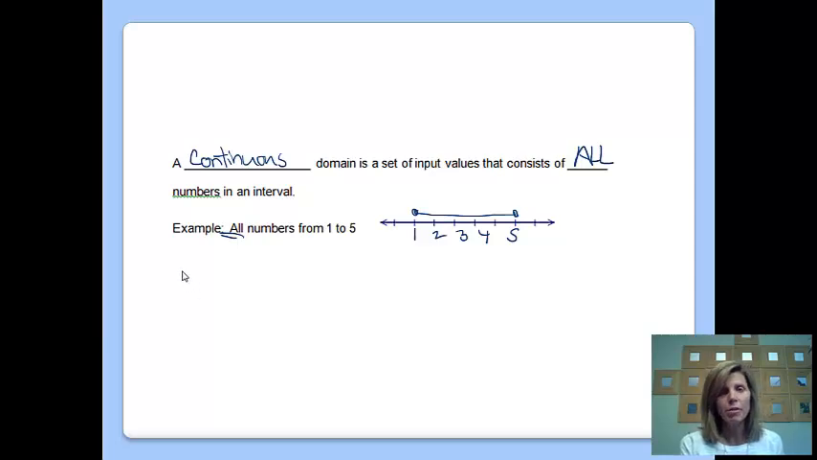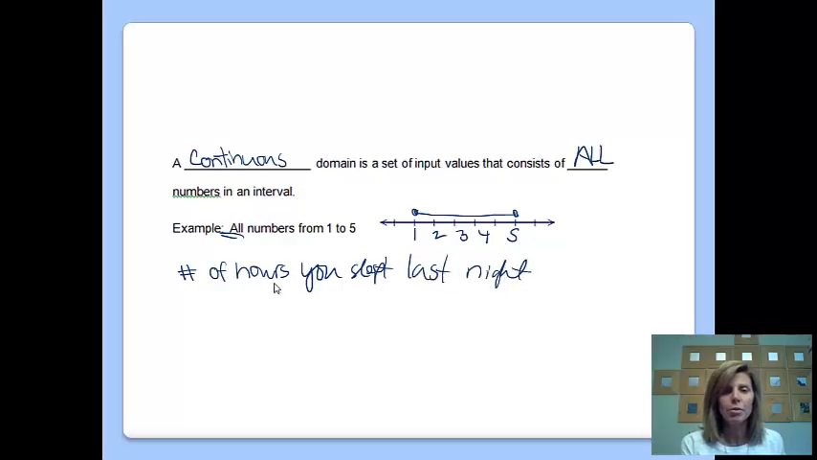As an example of a continuous domain as a real life situation, think about the number of hours you slept last night. Hopefully it was a lot, but did you have to sleep exactly 7 hours or 6 hours or 8 hours or 4 hours? No, you could have slept 1.2 hours. You could have slept 2.5 hours.